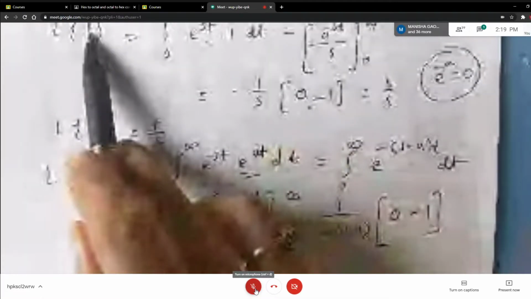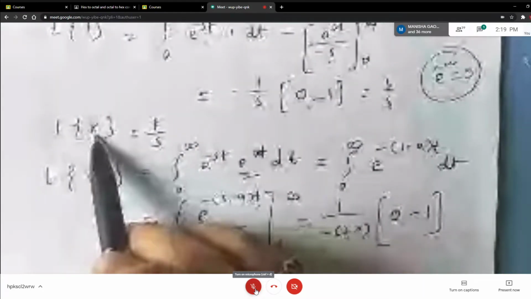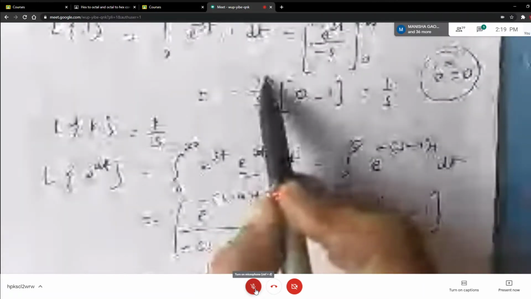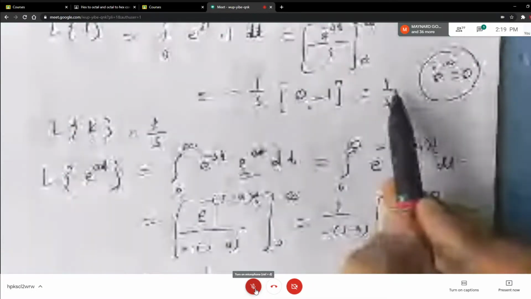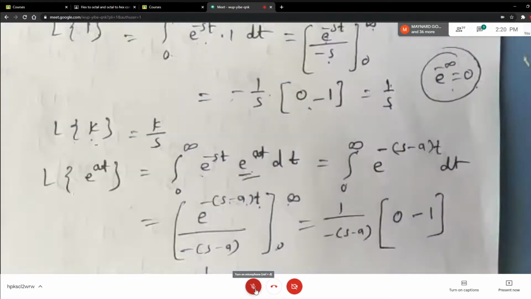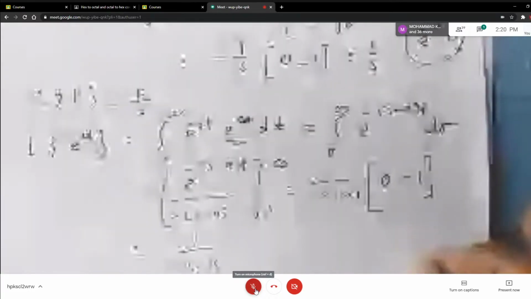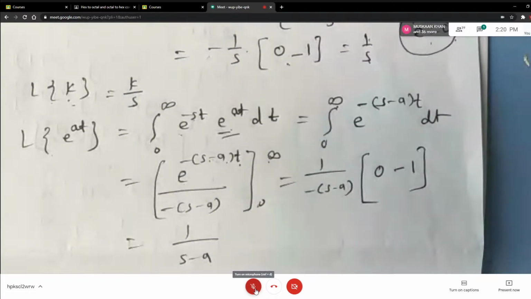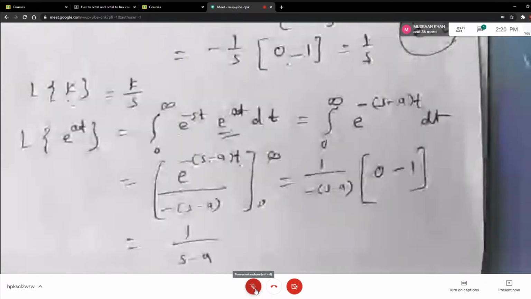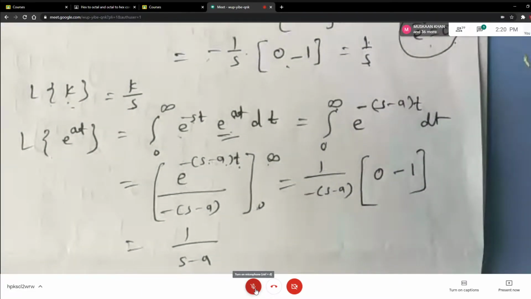Now in place of 1, suppose I replace it by a constant k. Then that constant will come out, so it will be k by s. Any doubt till here? If you have not understood, you can ask me, no problem. You can unmute yourself or put it in the chat box also.